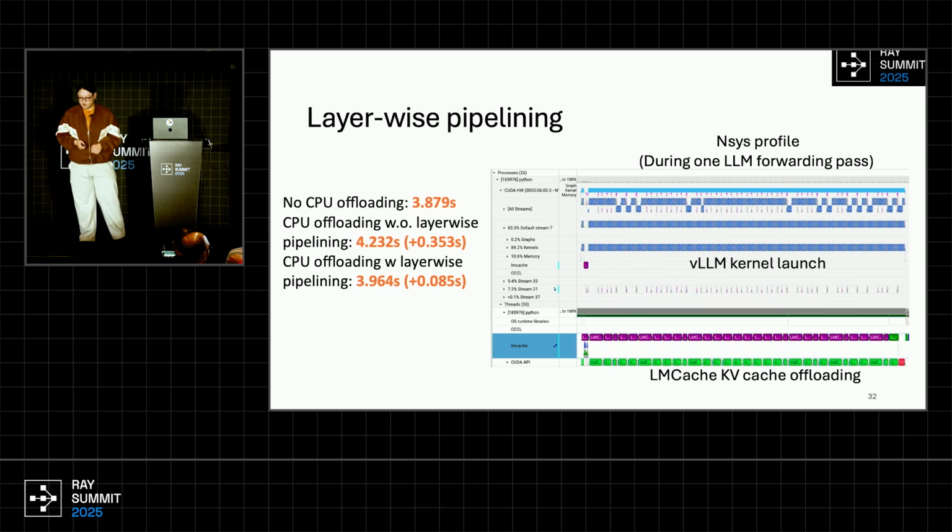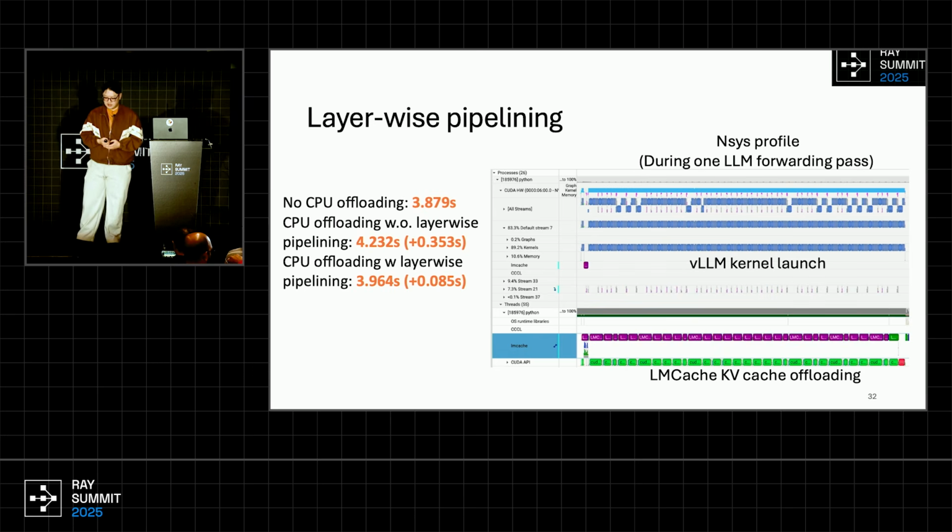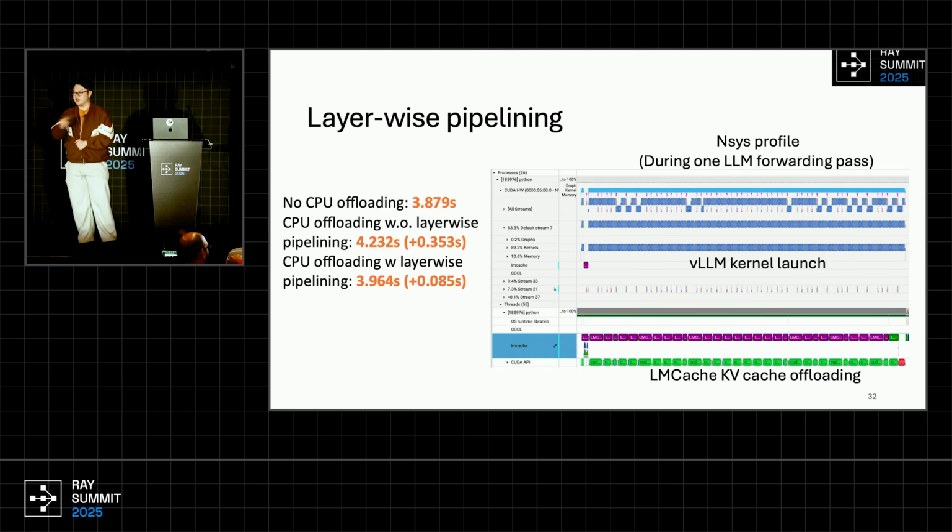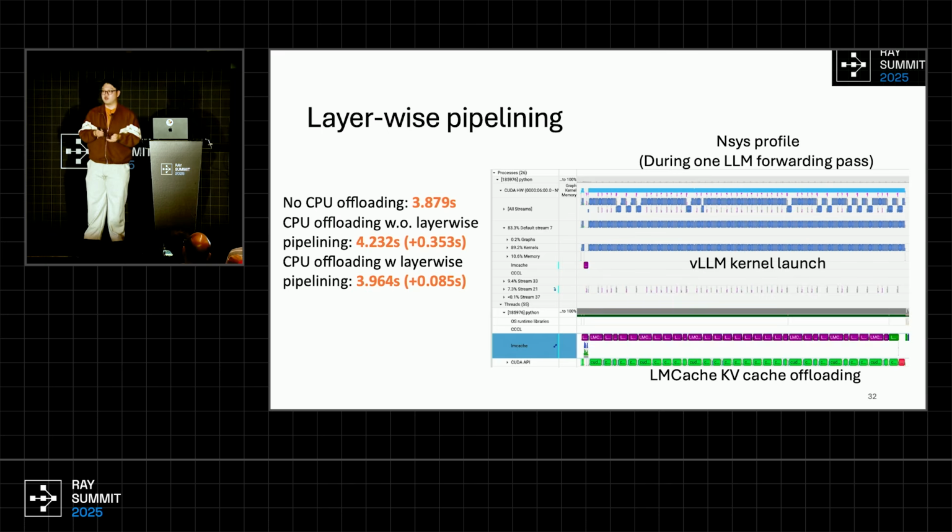And we also did an NSYS profile. Basically, we can see that the upper part is vLLM kernel launch, and the bottom part is KV cache offloading. What we want to show is that these two streams are both executed. So we are fully utilizing the computation of vLLM and also the memory bandwidth for KV cache offloading.